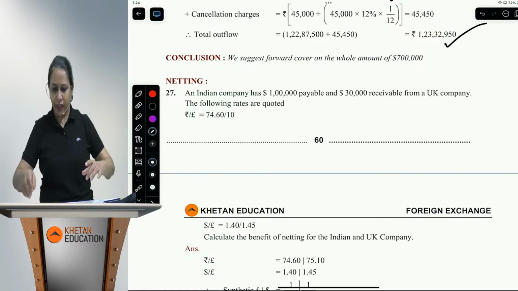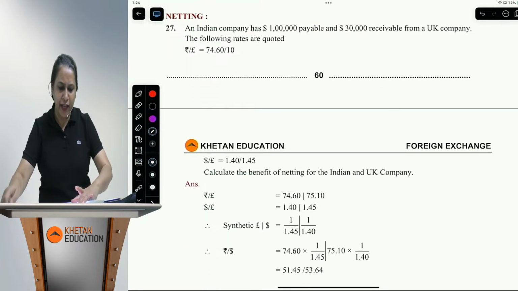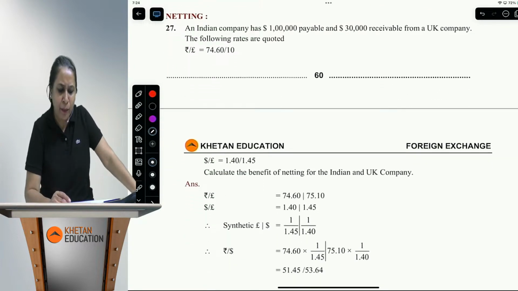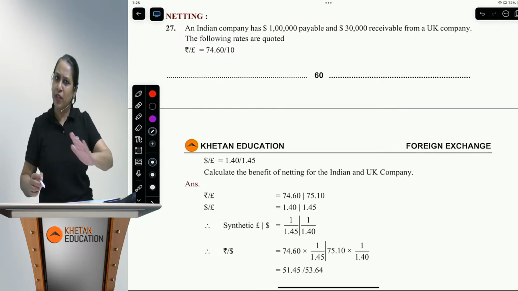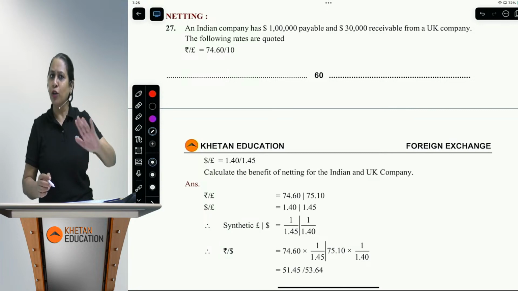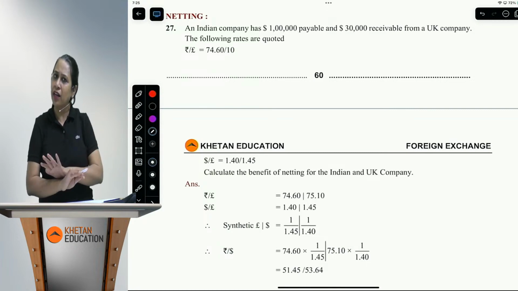So netting, the next topic is netting. An Indian company, now all the top sums are easy only, the tough ones are gone. So the moment I do nostro account in Forex, we are completely done.